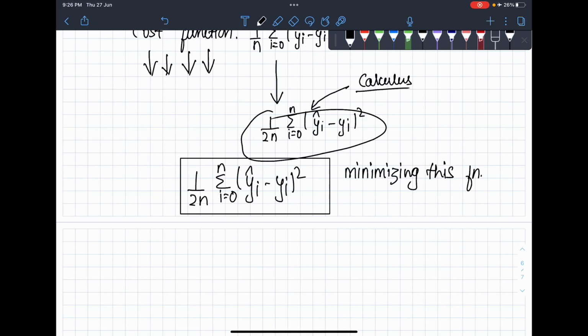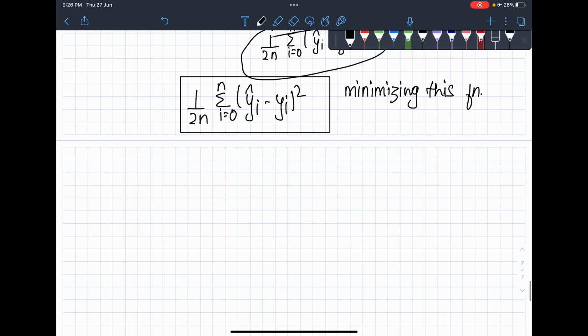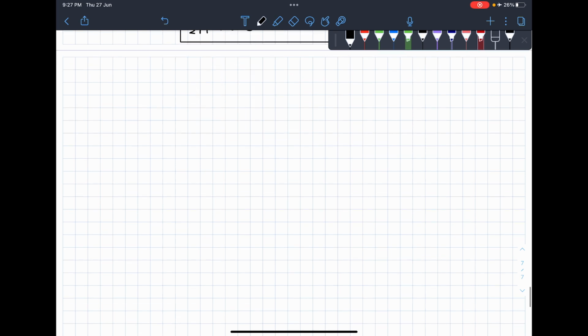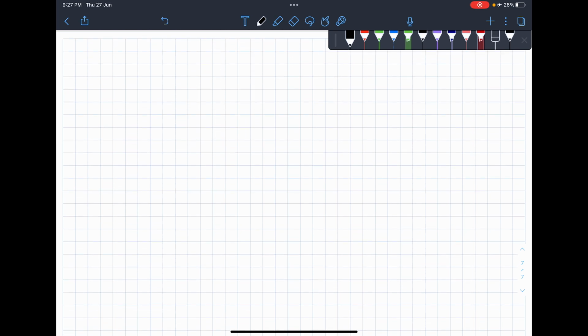Hello everyone, welcome to another lecture of linear regression. Today we will discuss the cost function and how we could minimize it. Let's get started. Okay, so let's take a quick revision of what we did in the previous lecture.